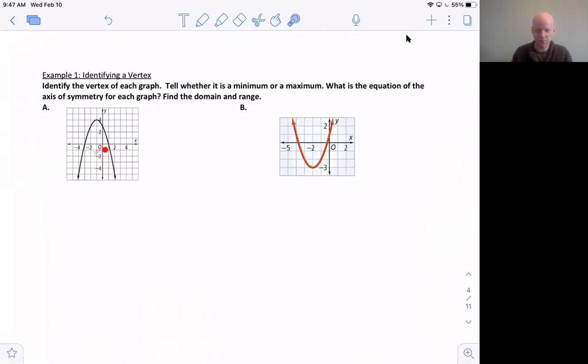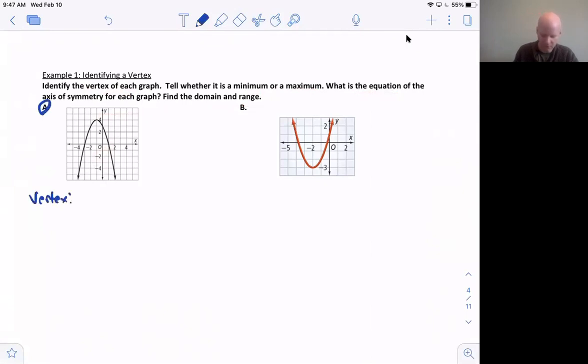So we're going to take a look at these parabolas and we're just going to identify all of the different parts of them. So we're going to identify the vertex of each graph, tell whether it's a minimum or a maximum. What's the equation for the axis of symmetry? We're going to find the domain and range. Let's take a look at A.